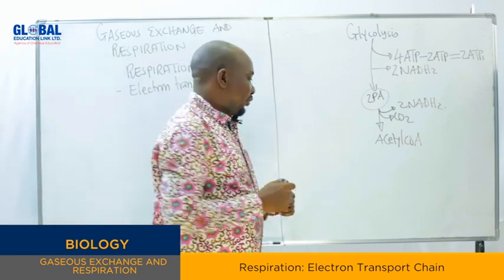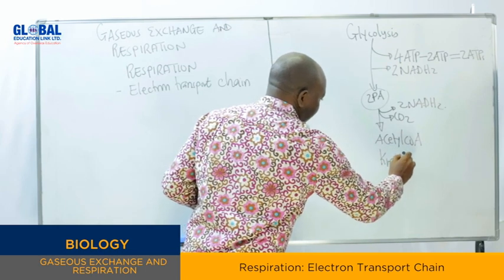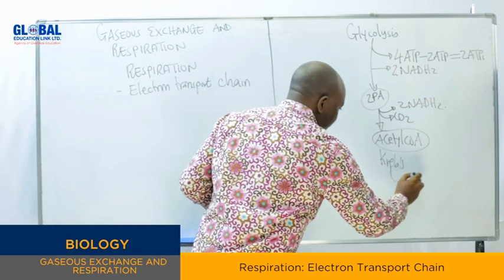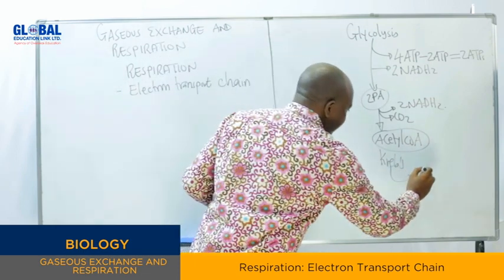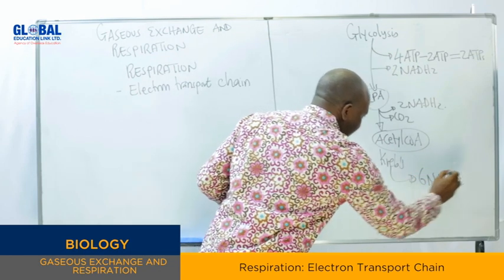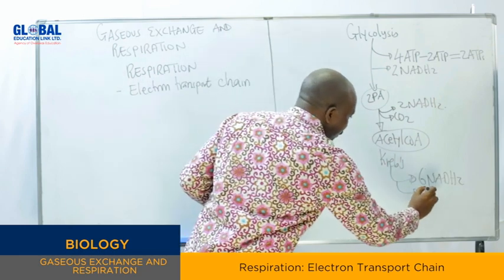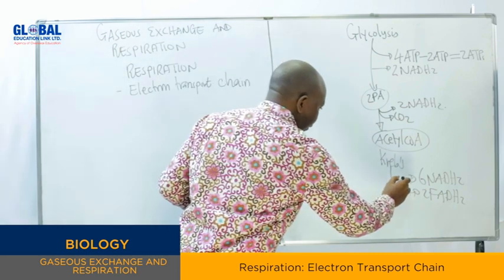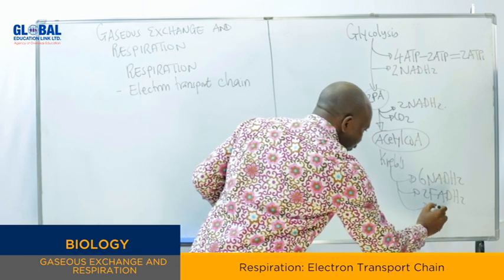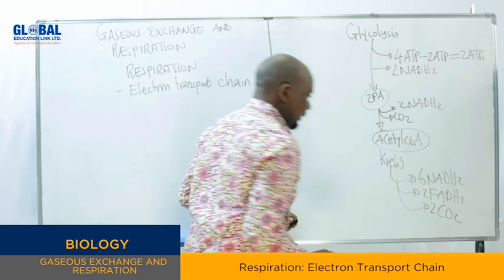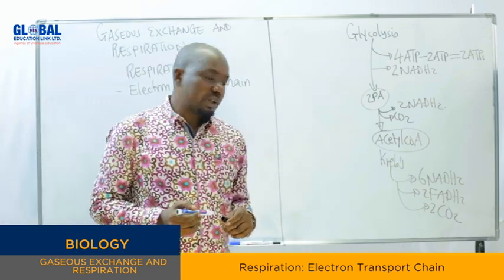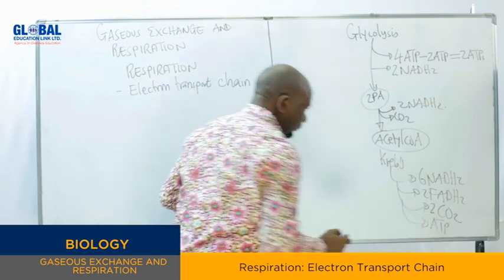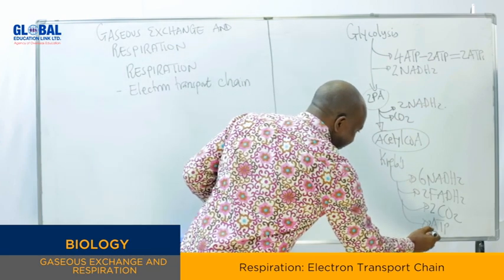Then, dear student, for the Krebs cycle, the complete breakdown of the acetyl CoA ends up producing 6 reduced NAD. It produces 2 FADH2, which is reduced FAD. It also produces 2 carbon dioxide gas, which is given out as a waste product of respiration. Another product is ATP. Two ATP are produced.